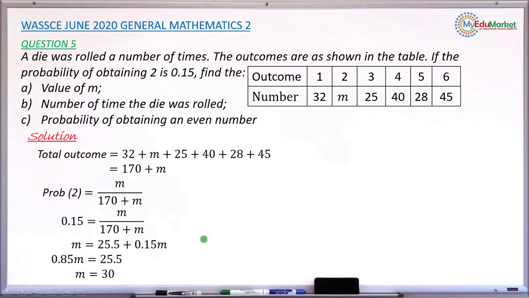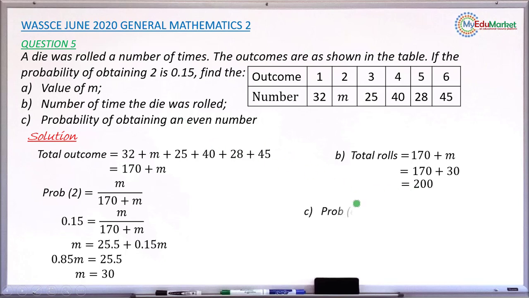So we move to question B. In B, we are asked to find the total number of times the die was rolled, which is given by the expression 170 plus m. Now m is known as 30. So substituting, the total number of rolls will be 170 plus m. Replacing m by 30, you have 170 plus 30. Adding 30 and 170 correctly gives the answer 200. So this die was rolled 200 times altogether. So we move to question C.